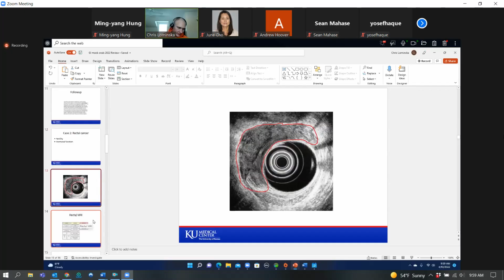Again, I think you can present whatever staging workup you're comfortable with. None of my examinees gave me EUS for T staging. I circled it on here. This is a T3 rectal tumor on EUS.